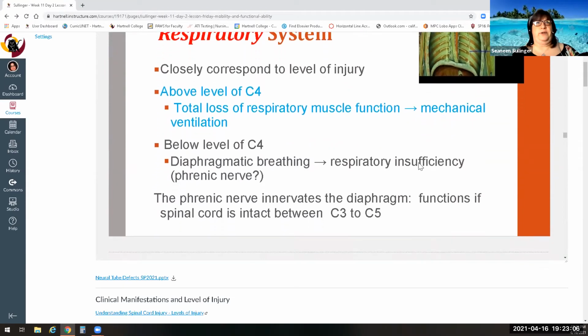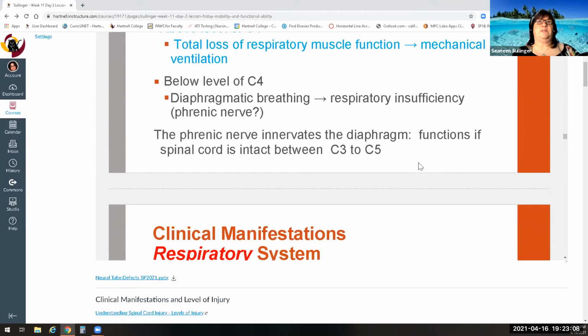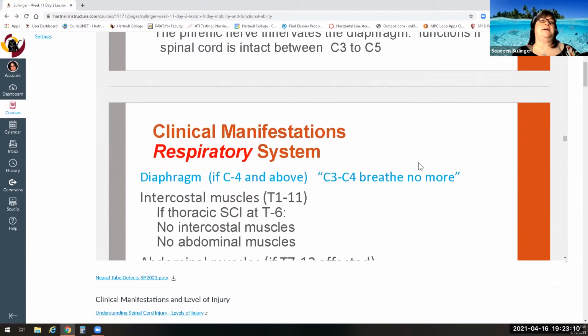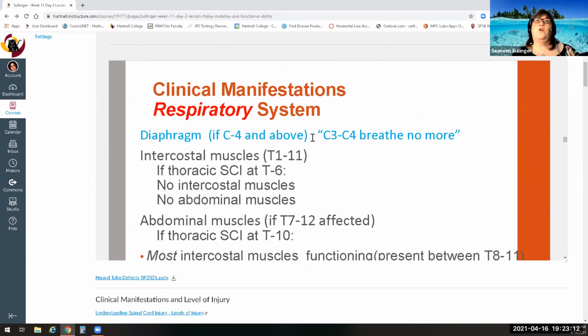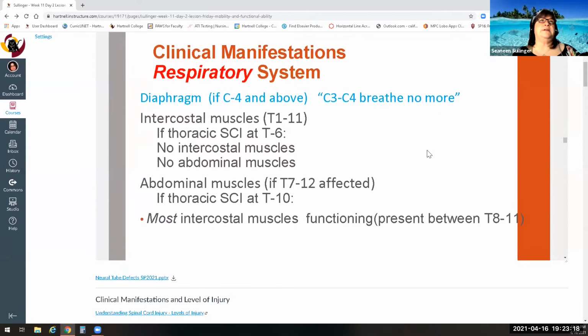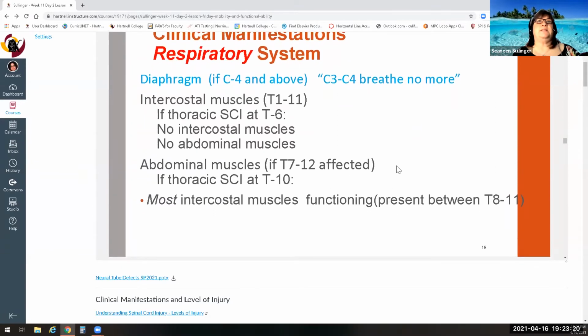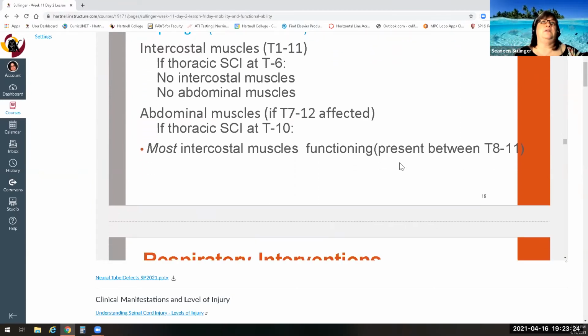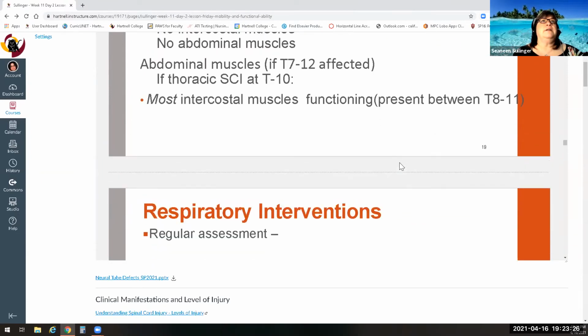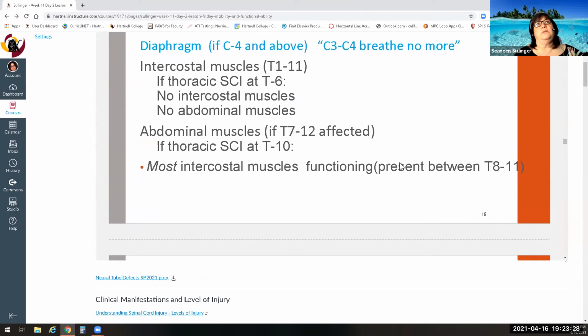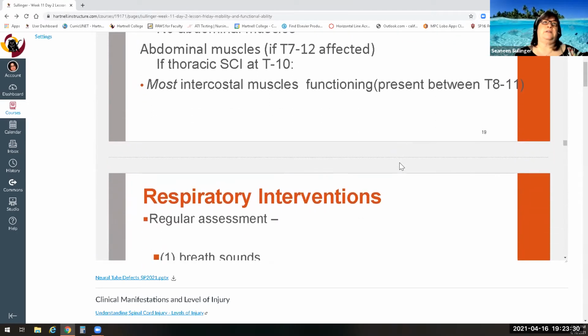So there can be loss of respiratory function, depending on where the level is. So if it's C4 and above, C3, C4, breathe no more. So that's a thing to remember about those levels. And this kind of breaks it down. This goes back to that picture where the body was shaded in. So I would know in general what areas are affected.